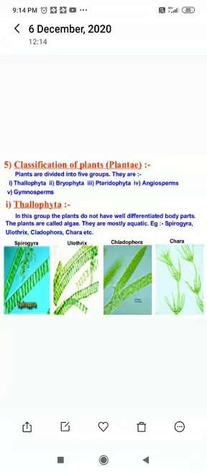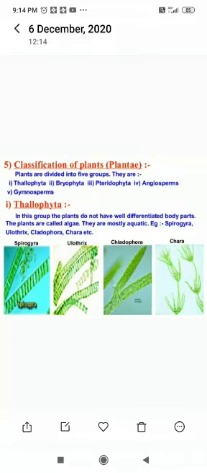And the plants of this group are called algae, and they are mostly aquatic. Aquatic is nothing but plants which live or grow in water. That is why these Thallophyta are mostly aquatic. Examples for Thallophyta are Spirogyra, Ulothrix, Cladophora and Chara. So these are the examples for the Thallophyta.